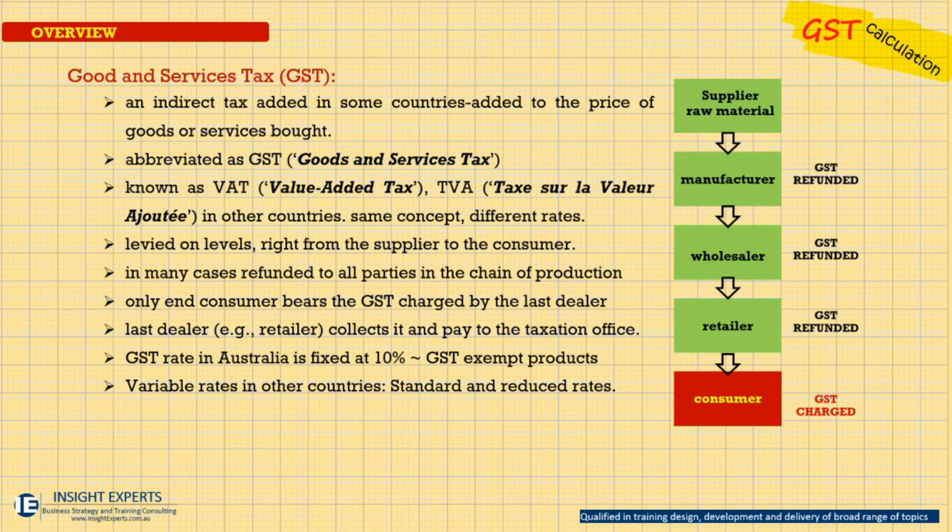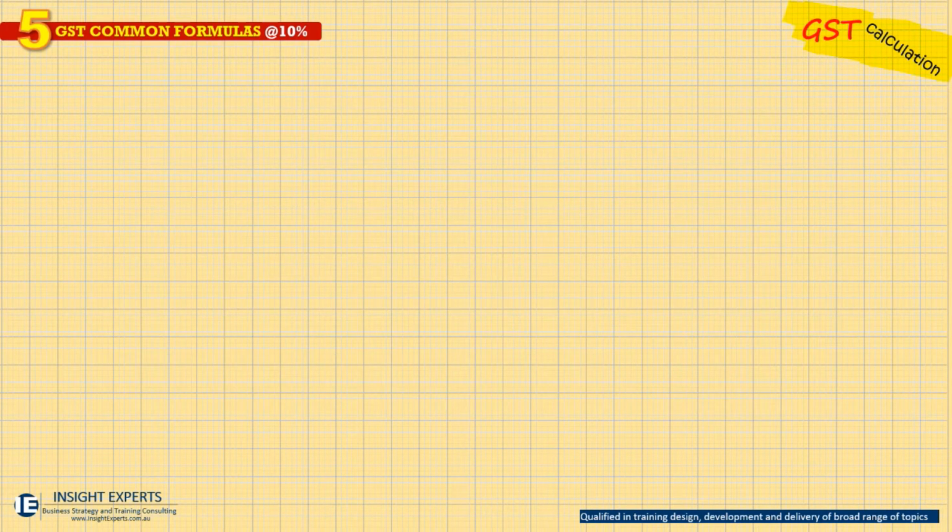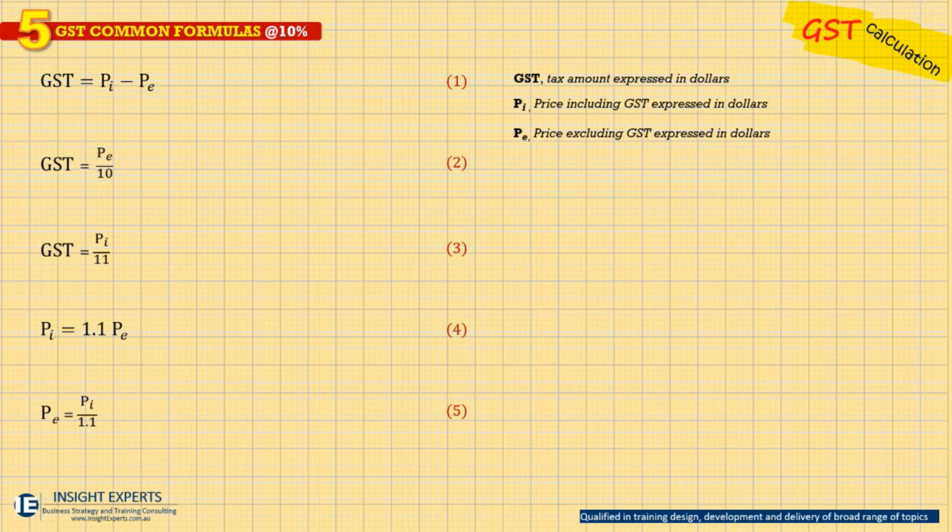What you need to know as far as GST or VAT or TVA, it is actually a source of revenue for the government and which gets distributed to the states and territories to provide services including health, education, and other services. There are 5 common GST formulas that you would use or you would come across. Now, here is a list of the 5 formulas applicable at the rate of 10%.